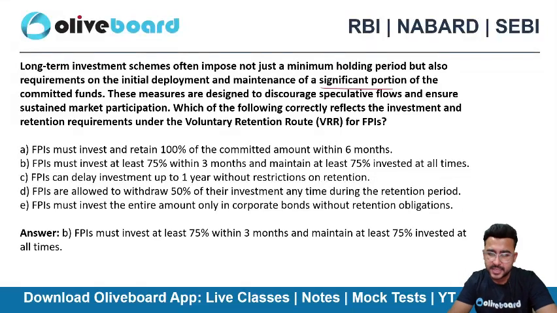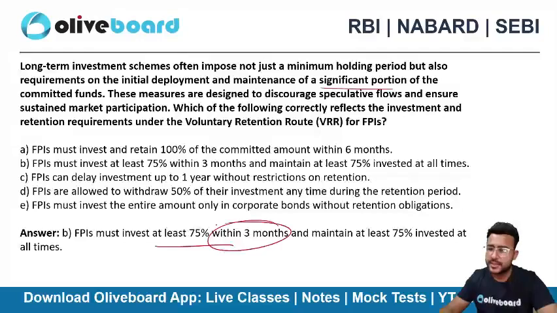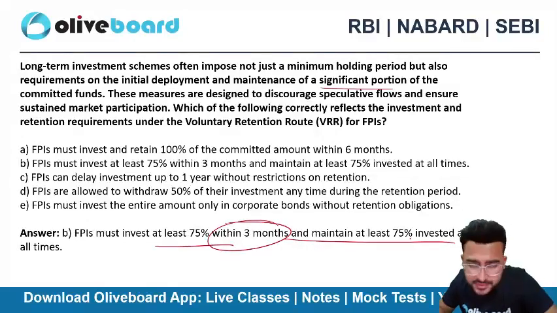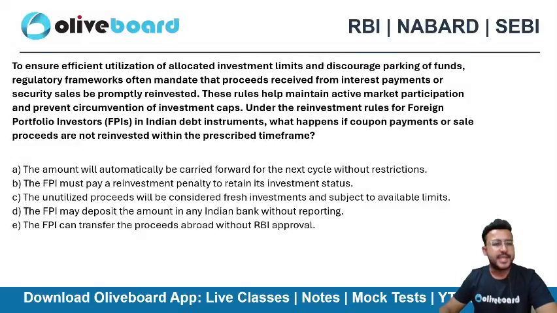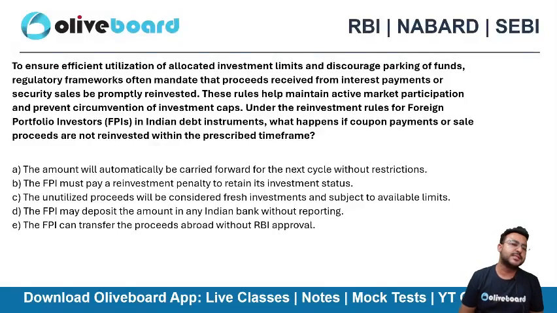The correct choice here is, guys, option B. FPI must invest at least 75% within 3 months and maintain at least 75% invested at all times. Next is to ensure efficient utilization of the allocated investment limits and discourage the parking of funds.